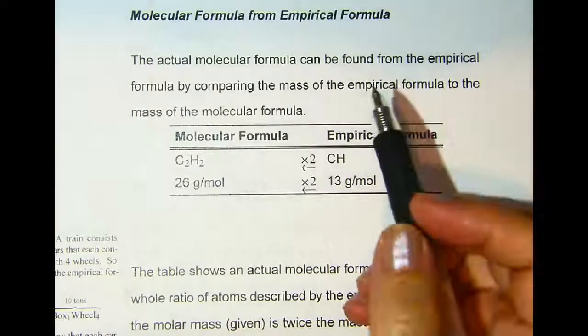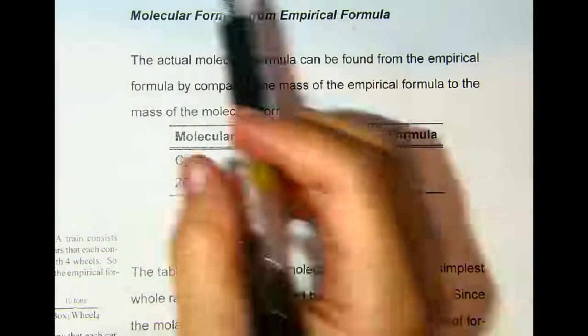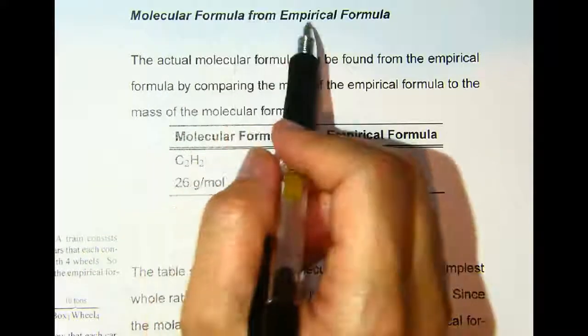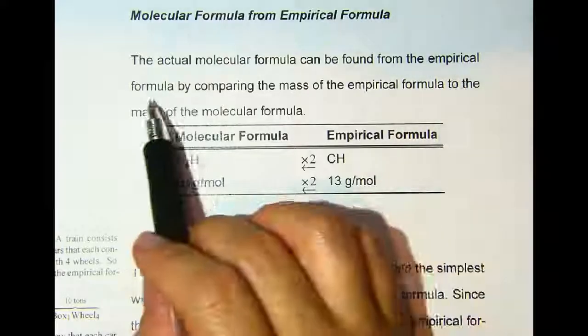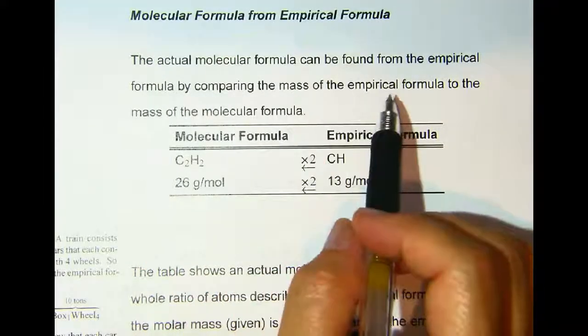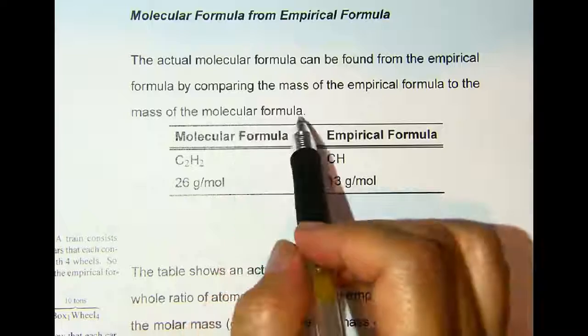There's that fourth step in our rhyme that says multiply till whole, and that's where you're going to get a molecular formula from the empirical formula. The actual molecular formula can be found from the empirical formula by comparing the mass of the empirical formula to the mass of the molecular formula.